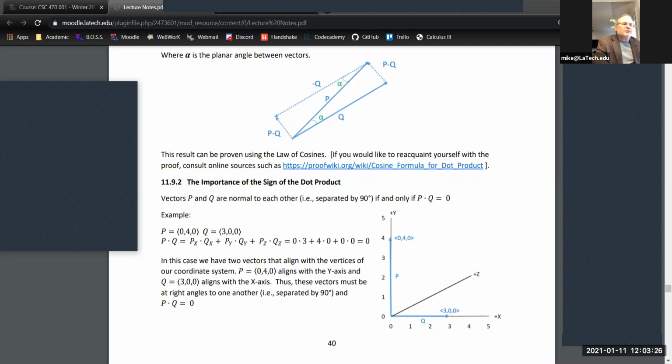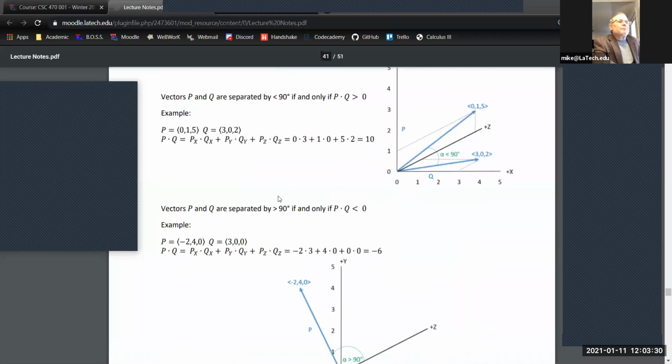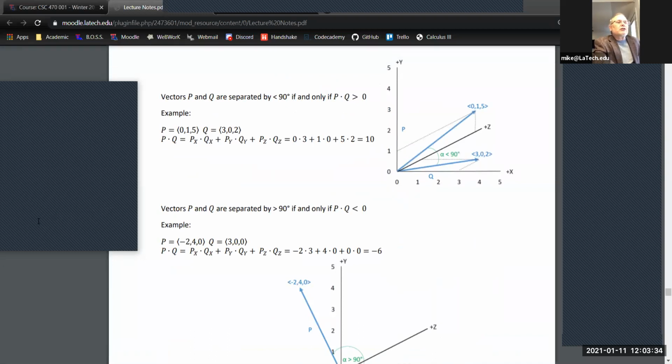Okay, let's scroll down to the top of the next page. If vectors P and Q are separated by less than 90 degrees, that's going to be true if and only if P dot Q is greater than 0. So if P dot Q is greater than 0, it means the angle between those two vectors is less than 90 degrees. So here we have a little diagram off to the side.